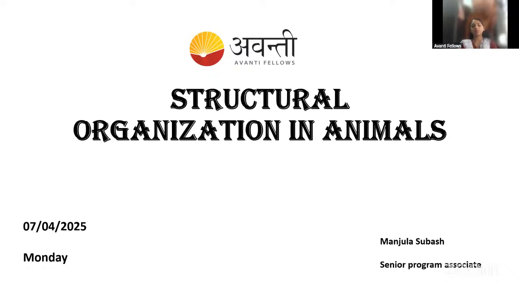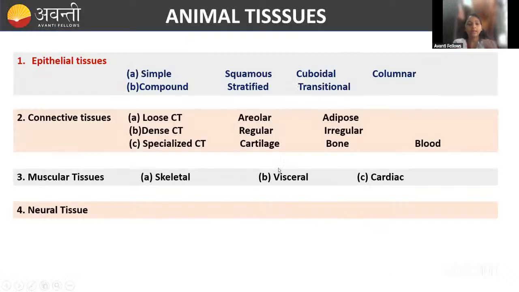Last class, we studied the anatomy of the flowering plants, right? It is related to the structural organization in the plant, all the tissues and all the things we studied there, right? Here, we are going to mainly study the tissues which are present in the animals. You get around 2 to 3 questions from this chapter. Okay, let us start the class.